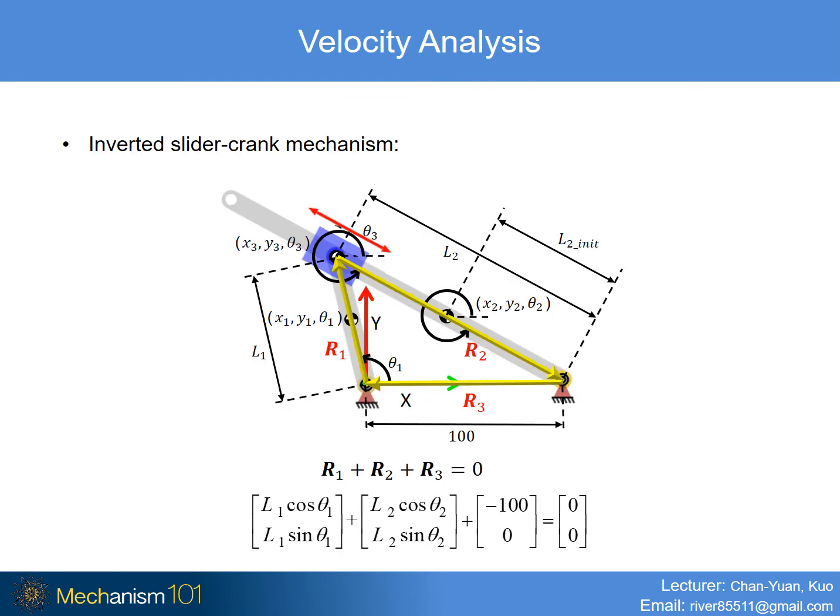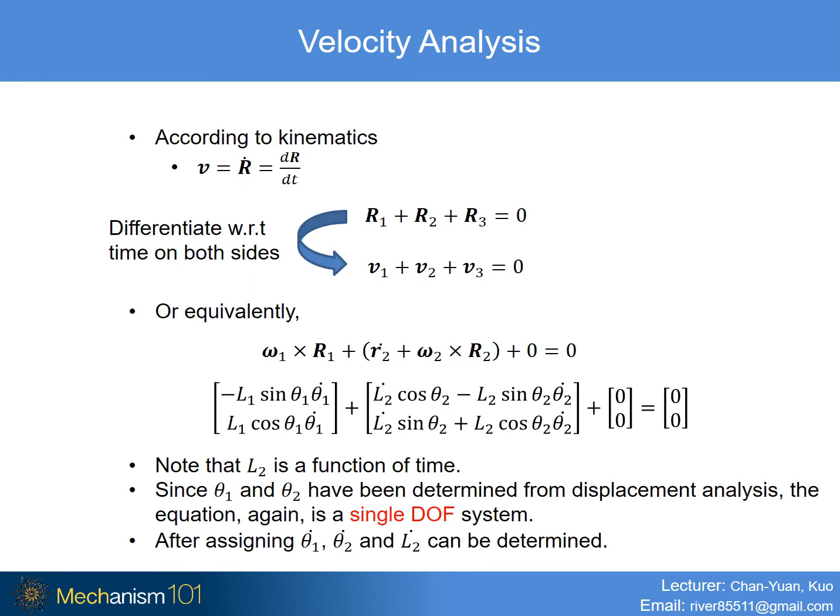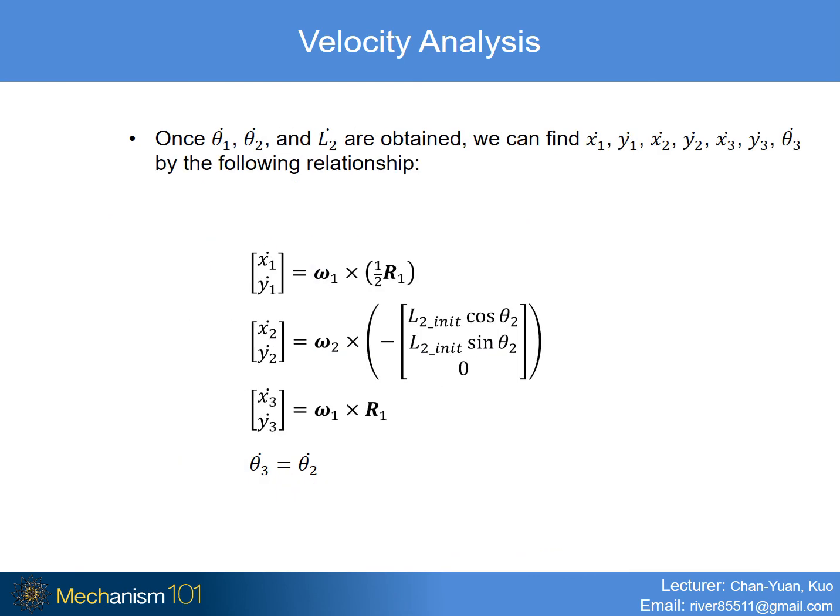The last example that we will discuss about is inverted slider crank mechanism. Basically, the procedure is the same as the previous two examples. The only thing that should be mentioned is that both the length and angle of R2 change with respect to time. Therefore, the derivative of R2 is R2 dot plus omega 2 cross R2. After all the unknowns have been solved, the rest of the coordinates can be determined with the following relationships. And the reason why θ2 dot is equal to θ3 dot is because θ2 is equal to θ3.